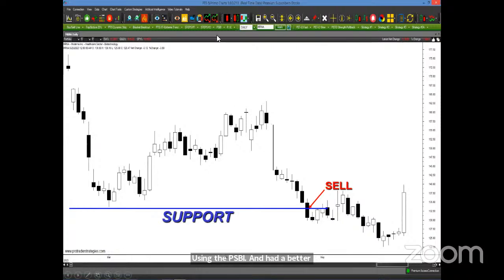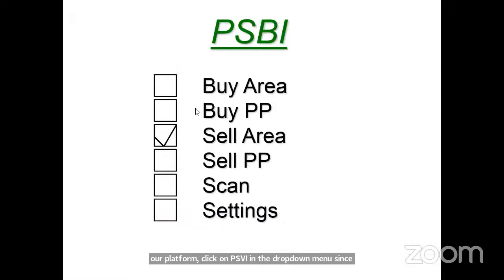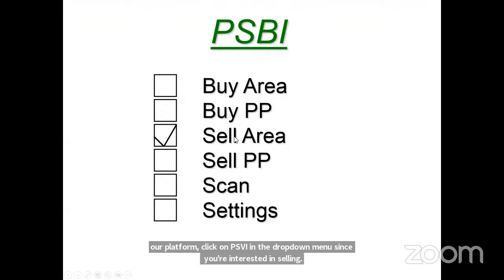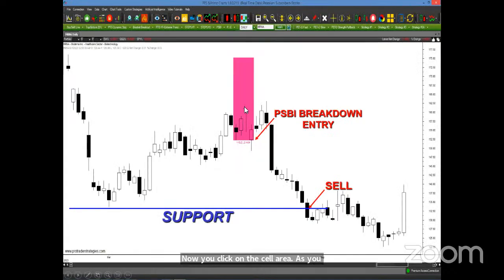Once again, on our platform, click on PSBI in the drop-down menu. Since you're interested in selling, now you click on the sell area. And as you can see, we have this reddish kind of magenta block here. Once price trades below that, well, that's where you would exit, okay? Now, it traded below and went up for 2 or 3 days, but look what happened right after that. So you would have had a much better exit at this level as opposed to waiting for down here. You would have captured more points.